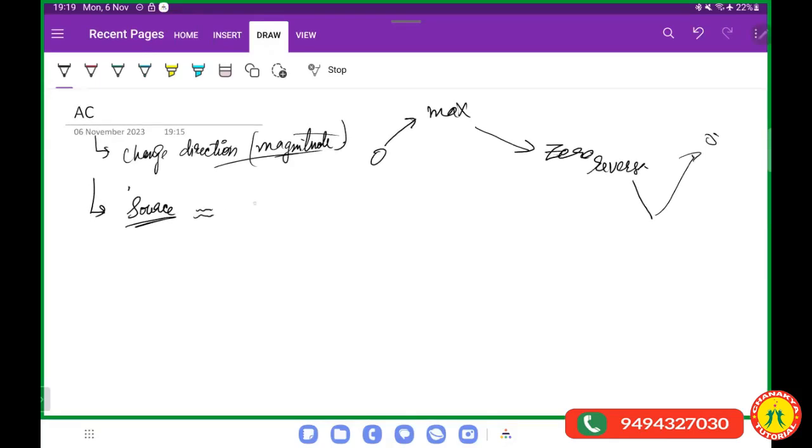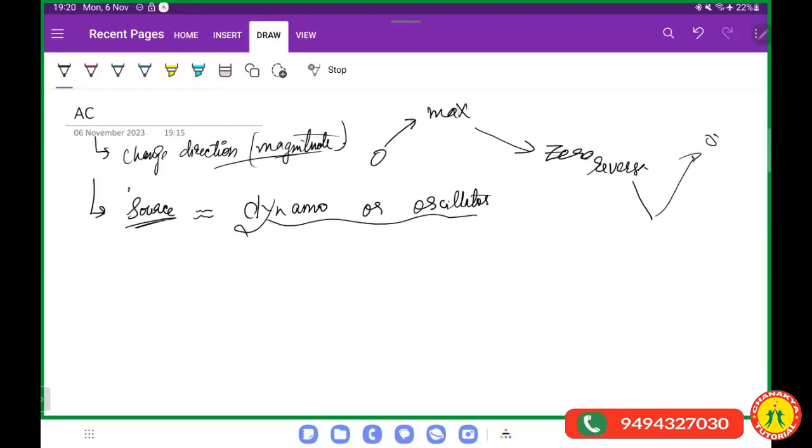What is the source of AC? Dynamo or oscillator. What are these things? We'll see that. So for just knowing alternating current, let's have one little basic.